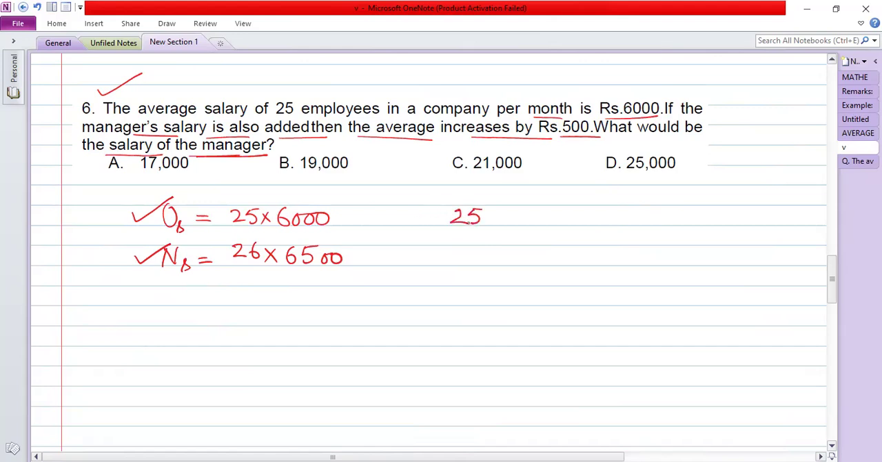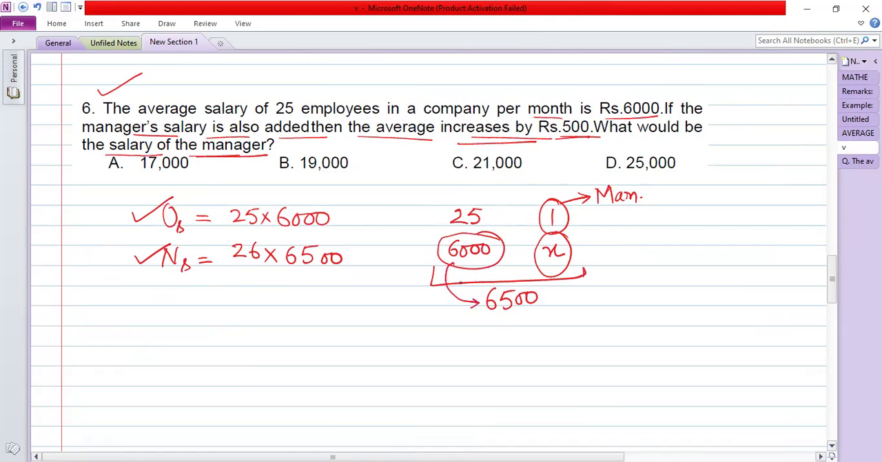But by the deviation way, 25 I will write here, and their average salary is 6,000. And I will write one here. This one is the manager, and its salary is unknown. And the overall is 6,500, because it is increased by 500. Now, this 6,000, what is its deviation from 6,500? It is 500. And this 500 is for the 25 persons. And moreover, since it is less, we will put a negative sign.